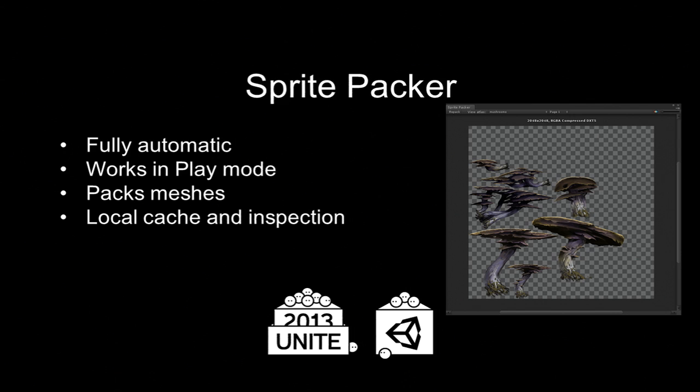And finally, this new Sprite Packer window will let you debug atlases and view the local cache. So the way it works at a high level is that you have only one scripting API function to call, which is repack my atlases if they need repacking, which will go over all of the asset database and make sure the local cache of atlases is up to date. And it's a very quick operation to do.